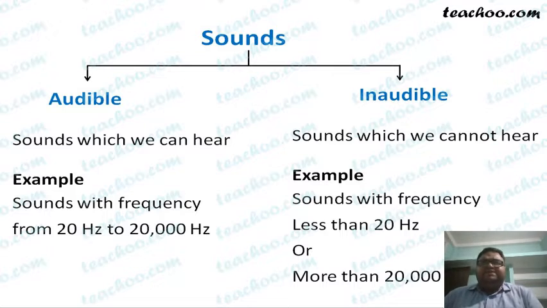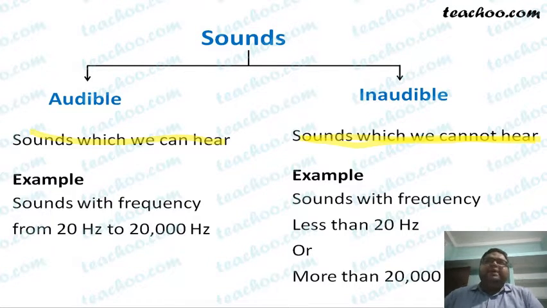On the basis of the sounds that we can hear or cannot hear, we have classified sound into two categories, and these two categories are audible sound and inaudible sound. Now let's see what is audible sound and what is inaudible sound. The sounds which we can hear are called audible sound, and the sounds which we cannot hear are called inaudible sound.